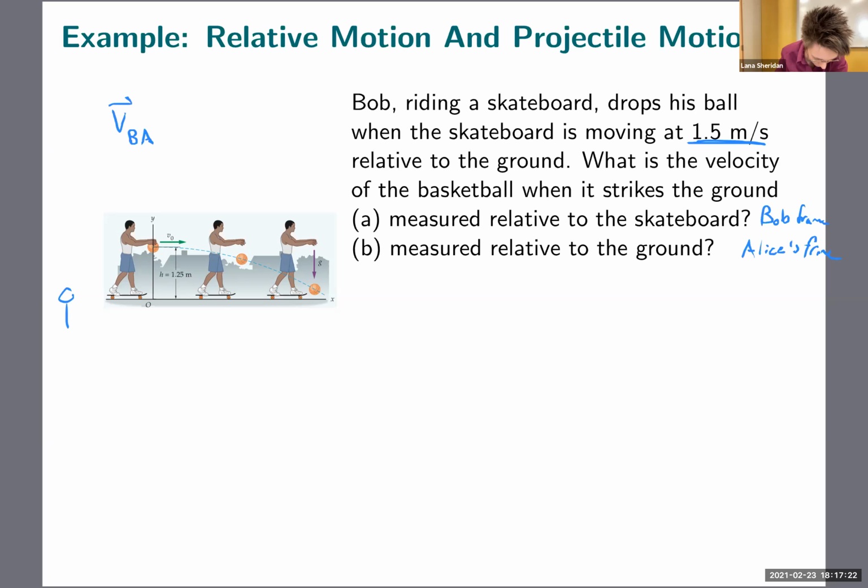Let me label them here so it's clear. This is Alice, and here's Bob. This is 1.5 meters per second along the x direction, so I will give it i hat. And we want to know what's the velocity of the basketball when it strikes the ground, according to someone riding on the skateboard and according to Alice's frame.